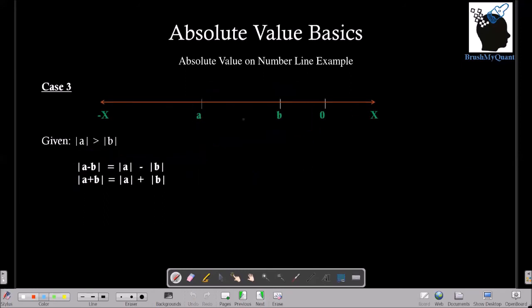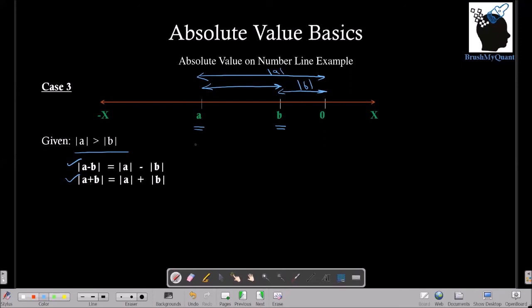Let's see what happens if both were negative numbers. So if both a and b are negative, and it is given to us that mod of a is greater than mod of b, then mod of a minus b, we know it is the distance between a and b, will be nothing but mod of a minus mod of b. And mod of a plus b, since a and b have the same sign, will be equal to mod of a plus mod of b.